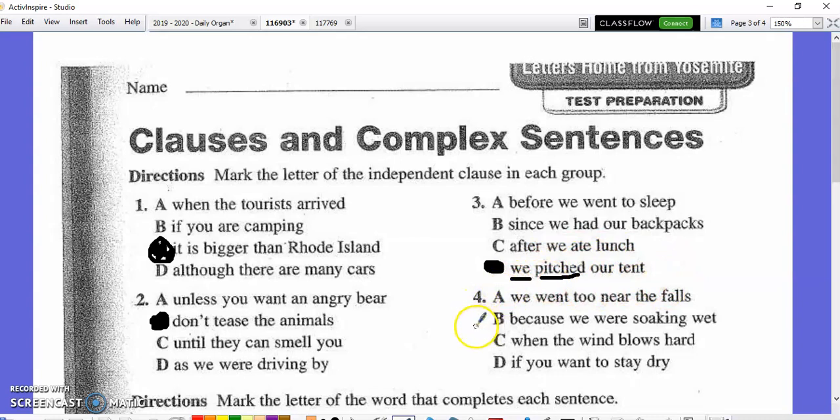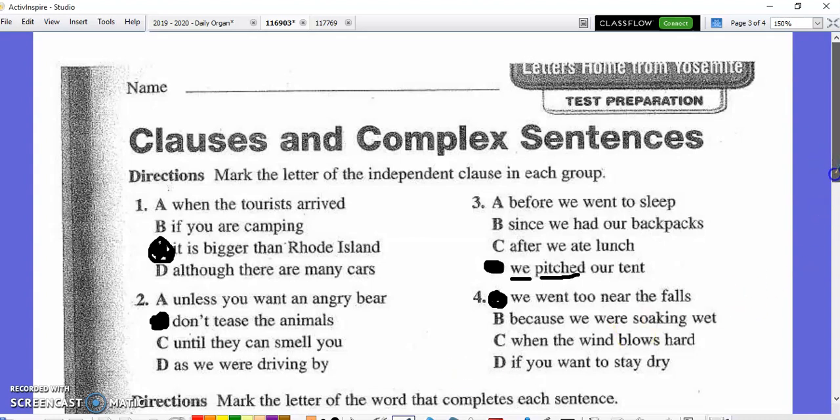Moving on to 4. Which is the independent clause? A. We went too near the falls. B. Because we were soaking wet. C. When the wind blows hard. Or D. If you want to stay dry. Select your choice now. The answer is A. We went too near the falls, expressing the full thought in an independent clause about getting too close to the water at the falls.